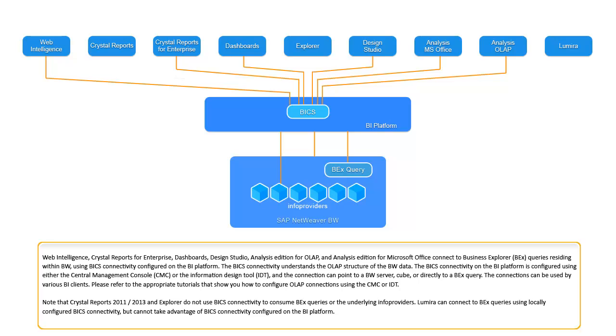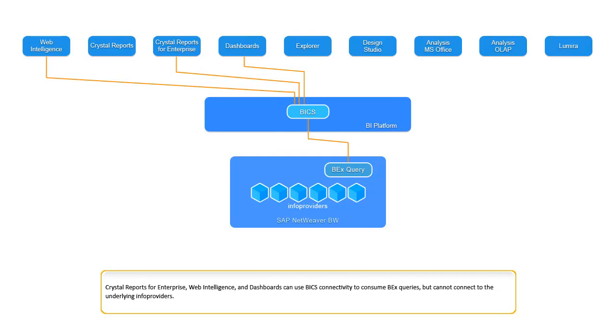Note that Crystal Reports 2011-13 and Explorer do not use BICS connectivity to consume BEX queries or the underlying info providers. Lumira can connect to BEX queries using locally configured BICS connectivity, but cannot take advantage of BICS connectivity configured on the BI platform. Crystal Reports for Enterprise, Web Intelligence, and Dashboards can use BICS connectivity to consume BEX queries, but cannot connect to the underlying info providers.